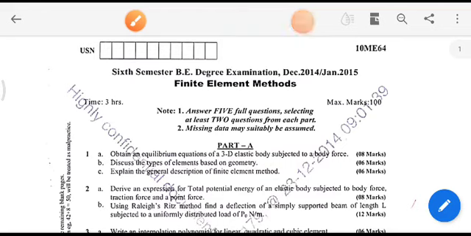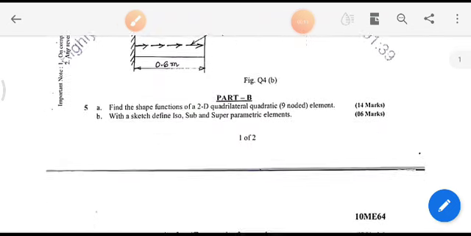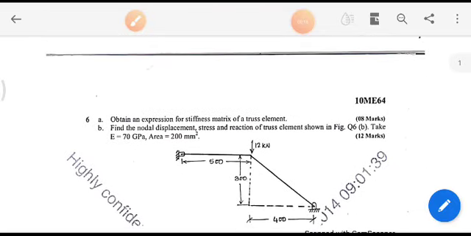Friends, today we'll start with the question paper problem on trusses. This is the question paper from VTU finite element method, December 2014 and January 2015. Here we'll solve the problem on trusses.